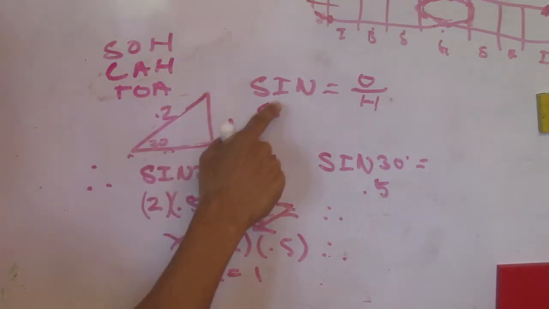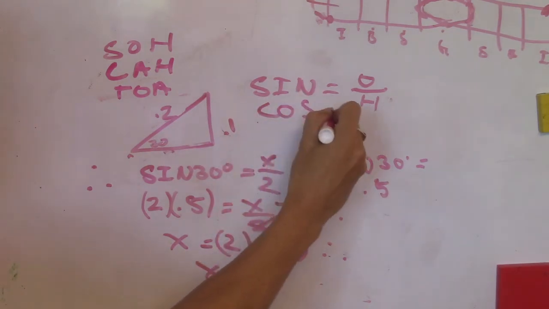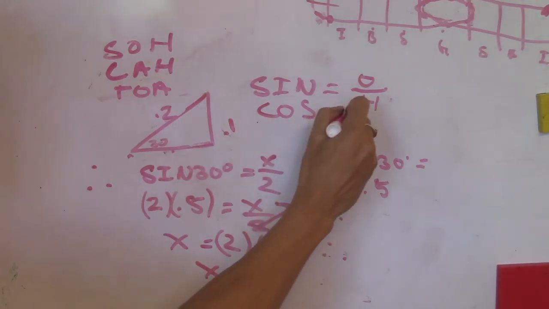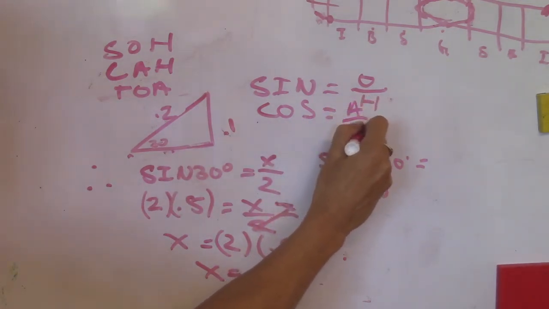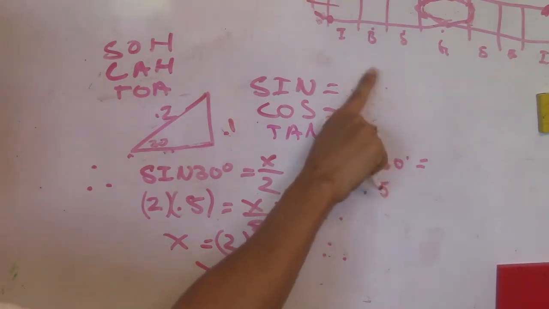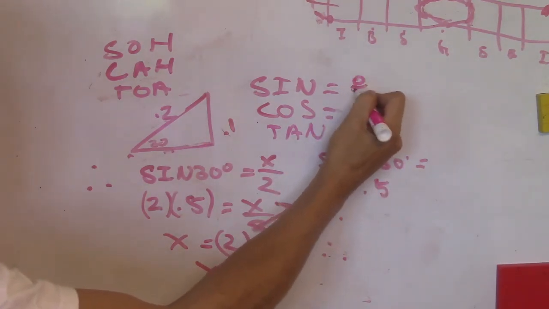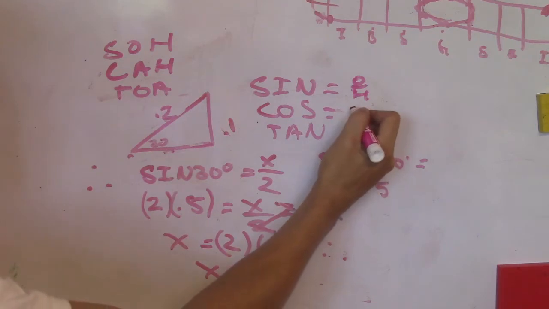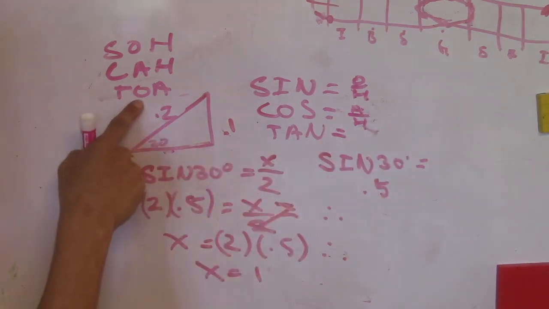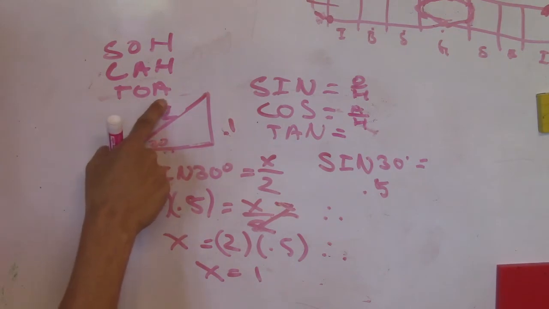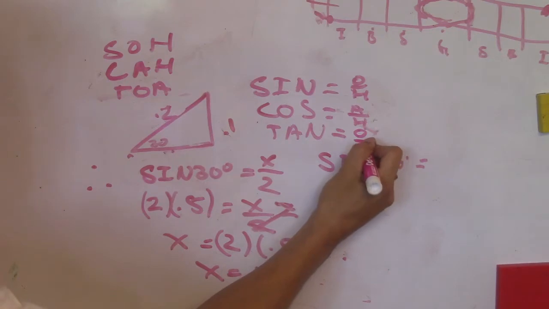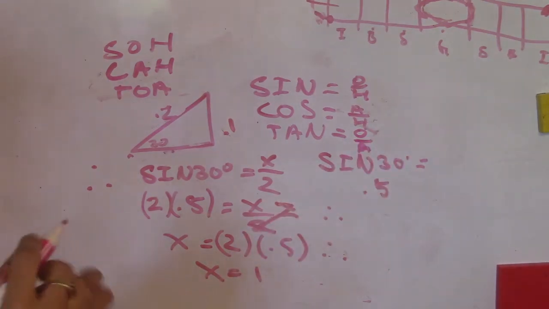Toa. Sine. Cosine. What's cosine? Adjacent over hypotenuse. Very good. And then tan is... I'm making a mess over here. Let's make them smaller. Sine is opposite over hypotenuse. Cosine is adjacent over hypotenuse. And then finally, tan is opposite over adjacent. There you go. And that's how we figure these out.